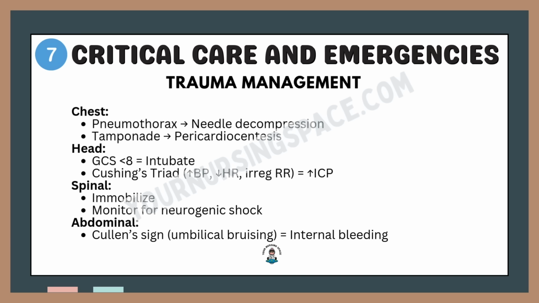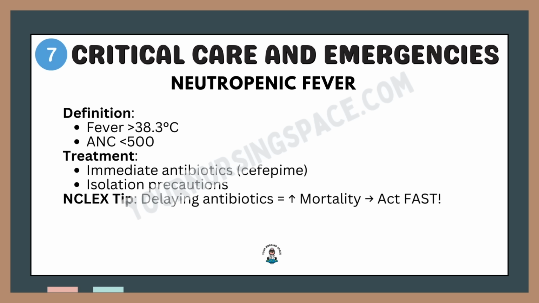Spinal trauma? Immobilize with a C-collar and monitor for neurogenic shock: low blood pressure, bradycardia. Abdominal trauma's sneaky. Cullen's sign, a bruise around the navel, hints at retroperitoneal bleeding, like from a ruptured spleen. Prioritize and act fast. NCLEX loves trauma scenarios. Finally, let's wrap with neutropenic fever, an oncology emergency.